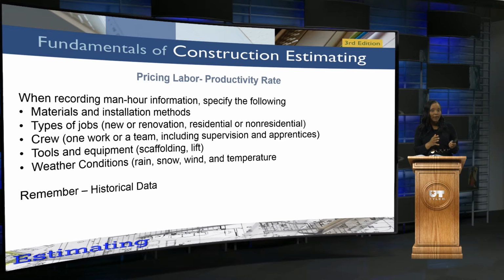The crew, one worker or a team, including supervision and apprentice. Do you have a big crew that you're used to working with? Or is it a small crew? Or is this crew experienced? All of that you have to take into account with productivity rate. Your tools and equipment, that's another thing. Hey, are these top of the line tools and equipment that I'm using, or are they really old? Is that going to slow down production?